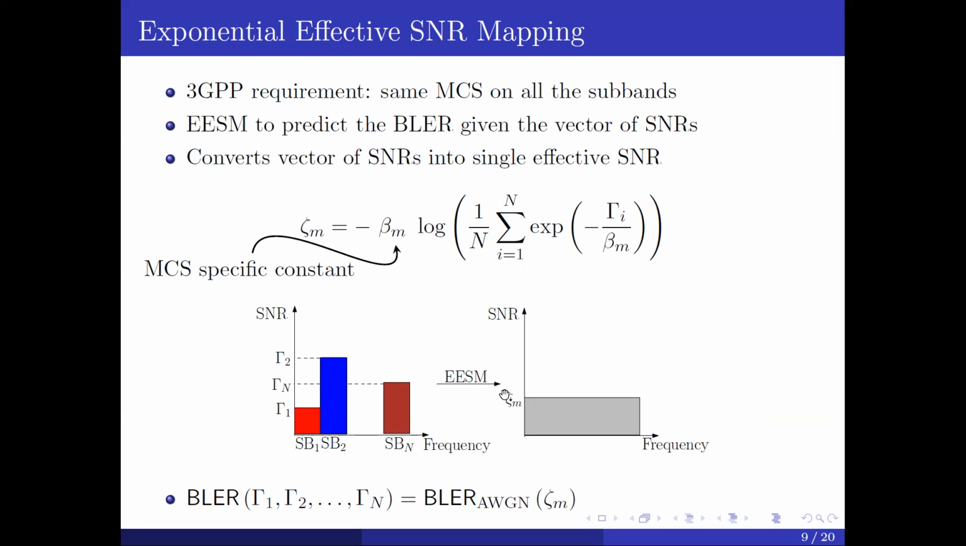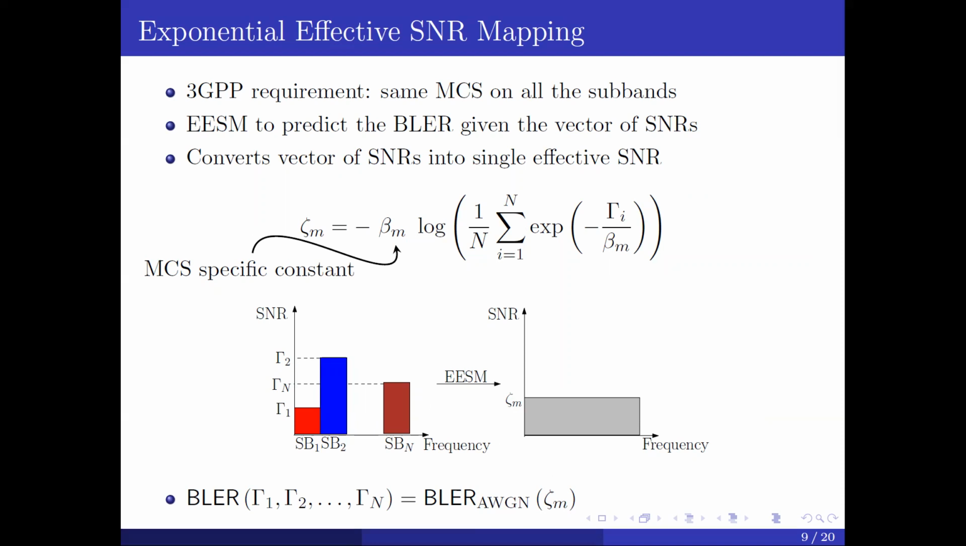Now, how to interpret this effective SNR? It can be seen as an equivalent SNR in a frequency flat AWGN channel that results in the same BLER as in the frequency selective channel. So we've overcome the problem of a vector of SNRs and we convert it into a scalar value.